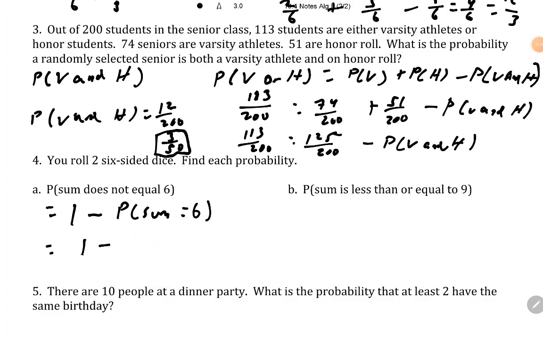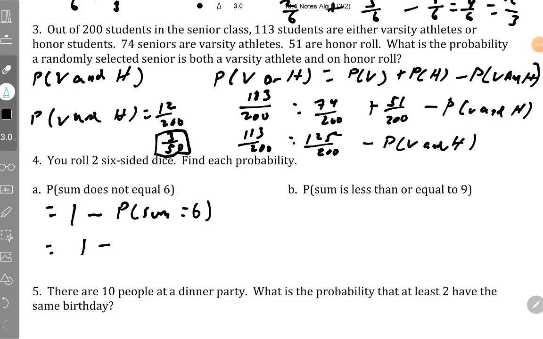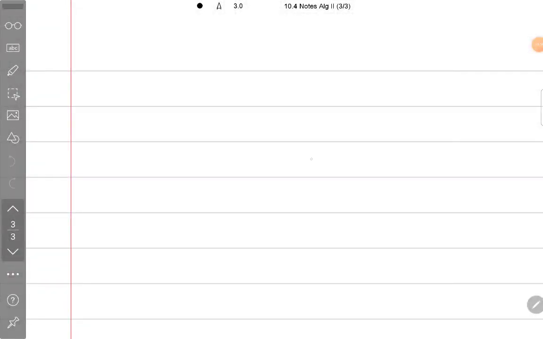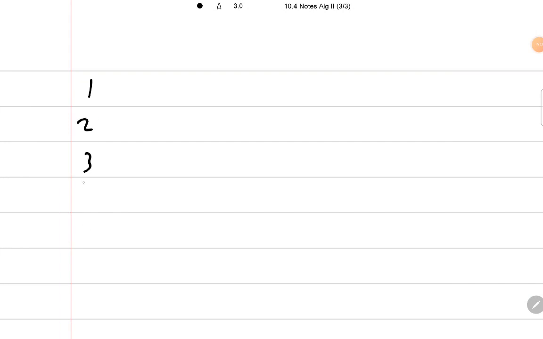And then before we go back to that, it's best we make some sort of table. Insert page. So 1, 2, 3, 4, 5, 6. 1, 2, 3, 4, 5, 6.